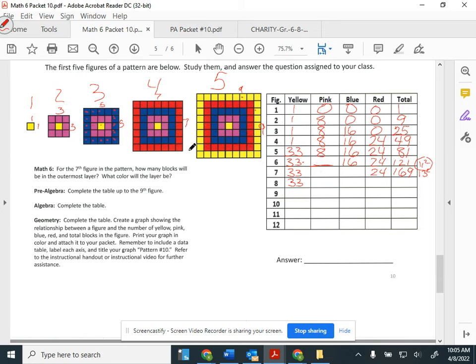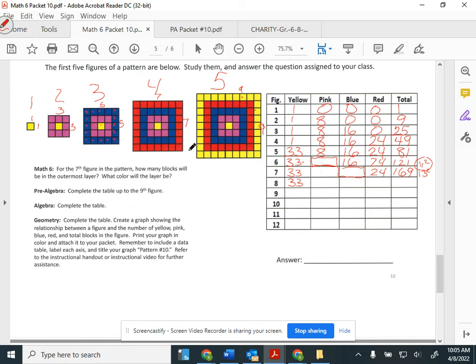From 121. Yeah, we know 33 plus 16 plus 24 is getting us to 121, but we're missing the pink. So if we subtract what we know away from the total, we'll be left with how many are pink. Could we fill in the rest of the table with that knowledge? Yes. Can we do the same thing then to find our blue?